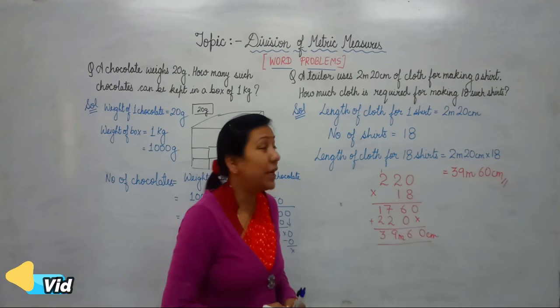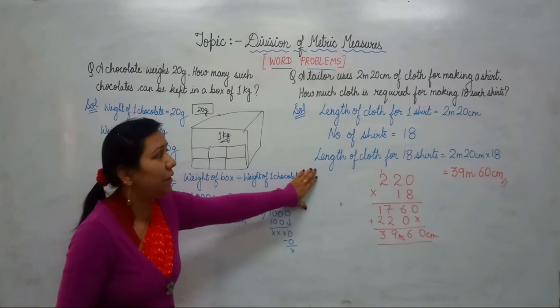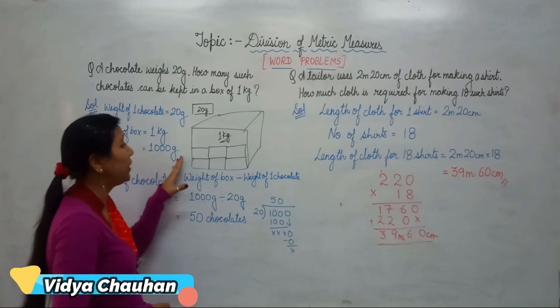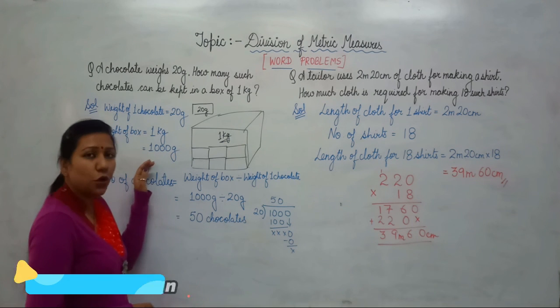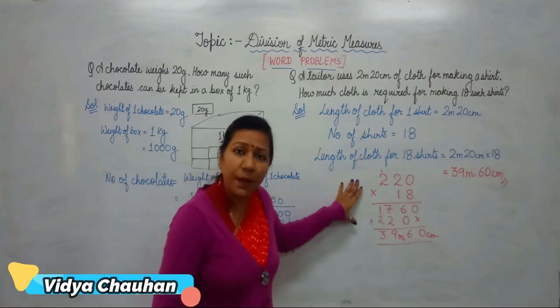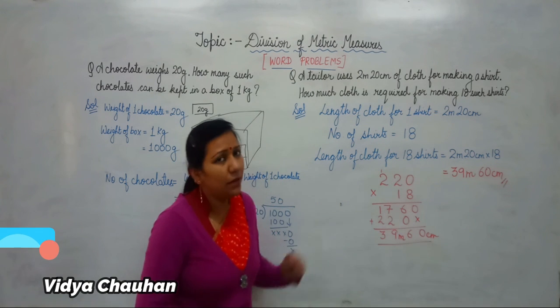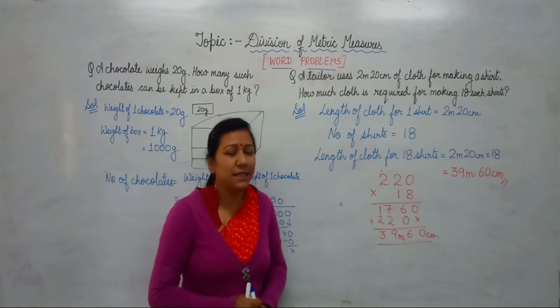So students, you can see that we have done the word problems related to the metric measures, in which for the first question, when we had to put the chocolates in the box, we divided the terms, and when the tailor had to prepare shirts of the same kind, we multiplied the terms. So I hope today's lesson is clear to all of you.